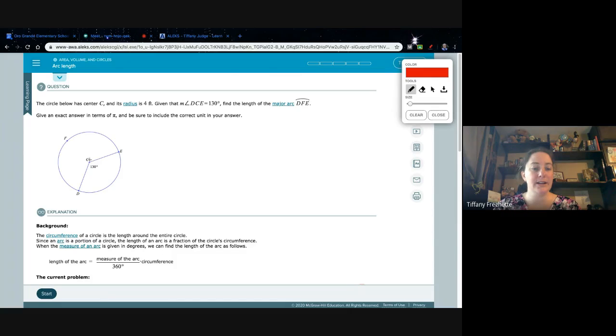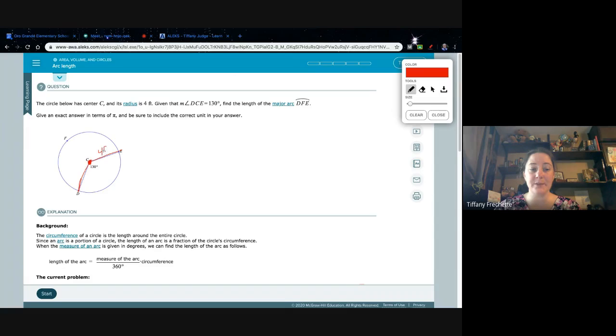So minor arc is when we're talking about an angle, and here's the angle that's created here, this 130-degree angle that they gave us in the description here. So let's go ahead and read the description real quick. So the circle below has center C. So here's our center. And the radius is 4.